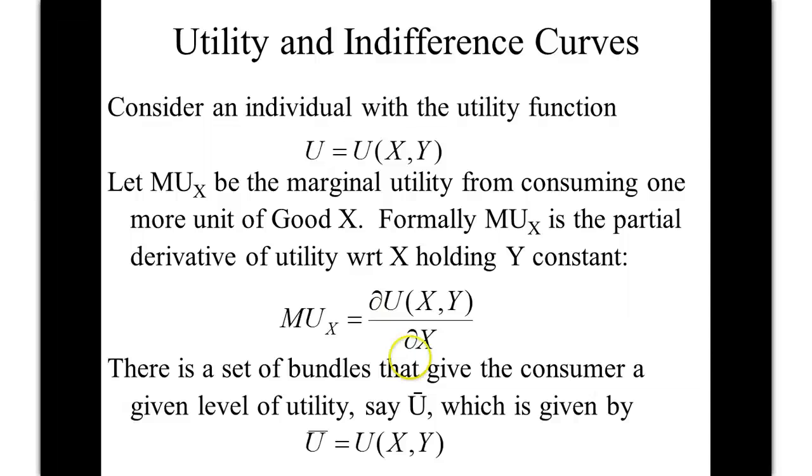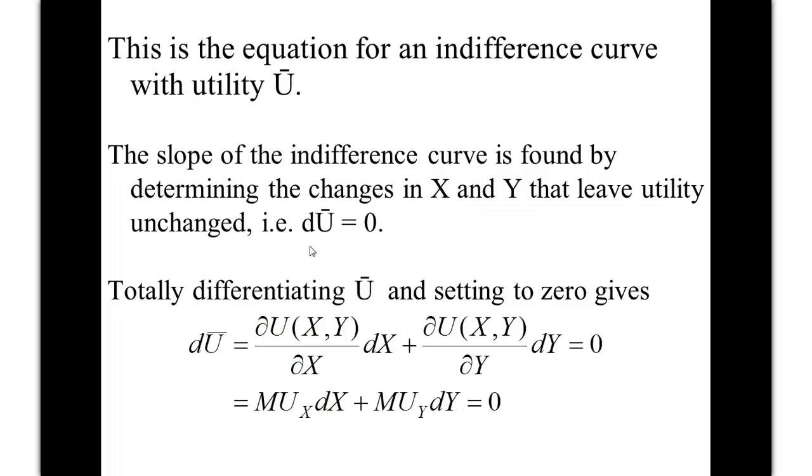So U bar just indicates that utility doesn't change. It's just some number. Utility doesn't change. And that, in a sense, is the expression for an indifference curve. Along an indifference curve, utility doesn't change. So this is the equation for an indifference curve with utility u bar, just some fixed level of utility.